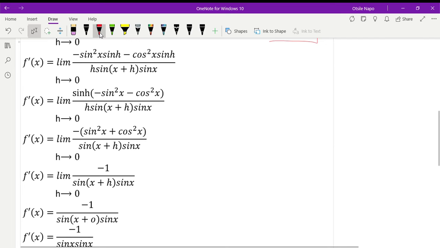Now we are here, so we can identify a common factor. Here you can see that we have sine h and sine h. Therefore we take out our common factor, then we are left with negative sine squared of x minus cos squared of x divided by our denominator here. We don't do anything to our denominator until a later stage, where I will show you what we are going to do.